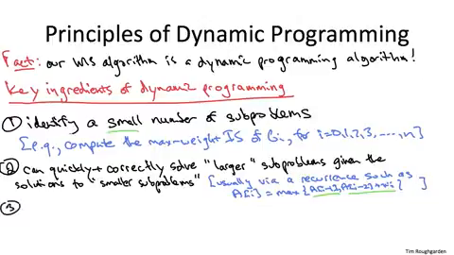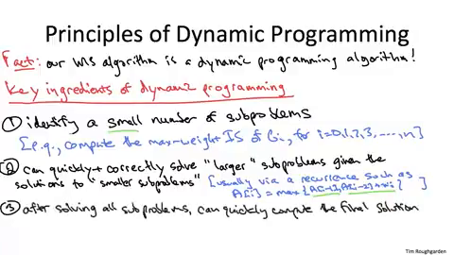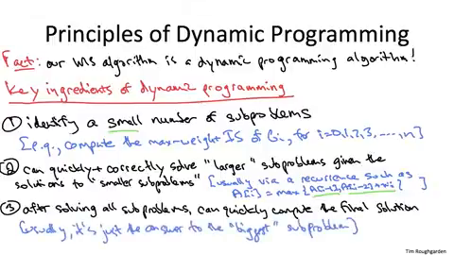So the third property you probably won't have to worry about much. Usually this just takes care of itself. But needless to say, after you've done the work of solving all of your subproblems, you better be able to answer the original question. This property is usually automatically satisfied because in most cases, not all, but in most cases, the original problem is simply the biggest of all of your subproblems.